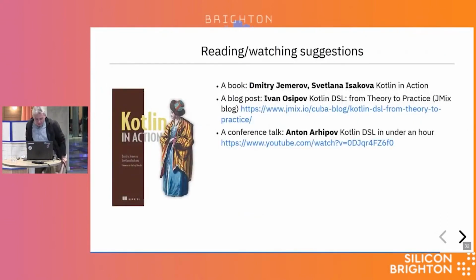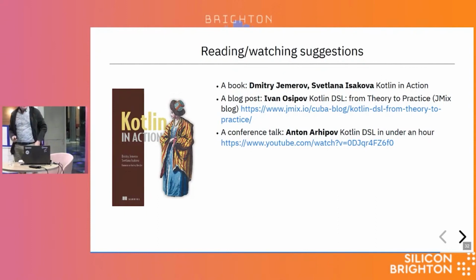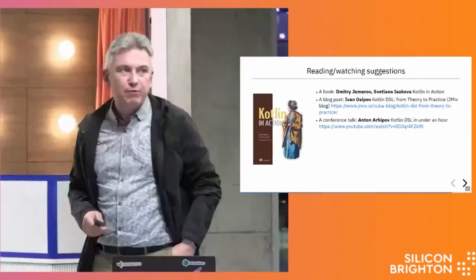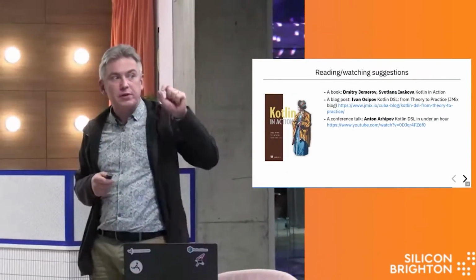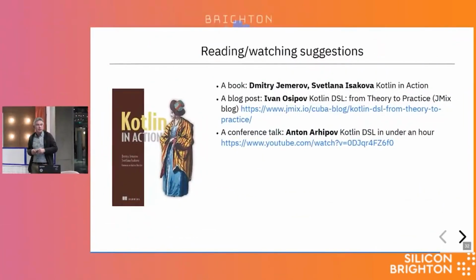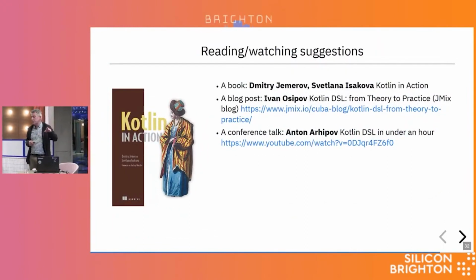Okay, so I think this is all the demo stuff I would like to show you. Some reading and watching suggestions. If you prefer to read books like I do, you may want to read a chapter in the book Kotlin in Action by Dmitry Zhemerov and Svetlana Isakova. They have a whole chapter about building Kotlin DSLs. If you want something as short as a blog post, I believe the best blog post on this topic is by Ivan Osipov, who formerly worked for Cuba, now the JMix platform, about Kotlin DSLs from theory to practice.